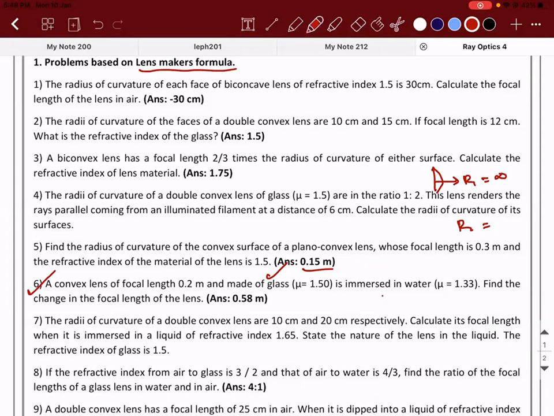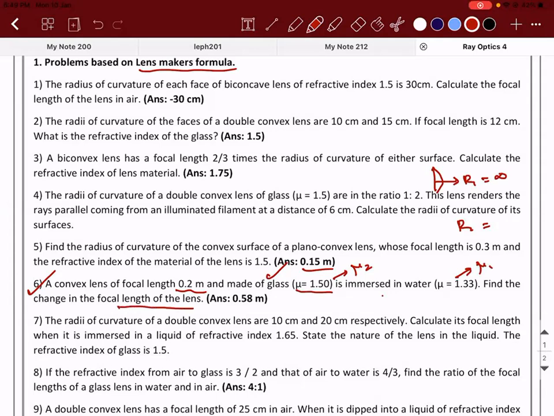Sixth one: a convex lens of focal length 0.2 meter and made of glass is immersed in water of refractive index 1.33. So what is mu2? Glass is the refracting thing, so mu2 is the refractive index of the refracting medium, 1.5. This is mu2, this is mu1.